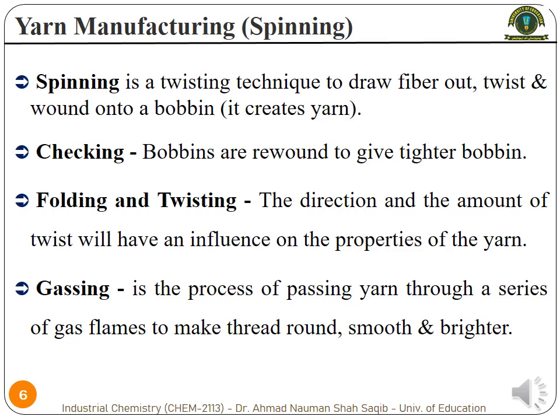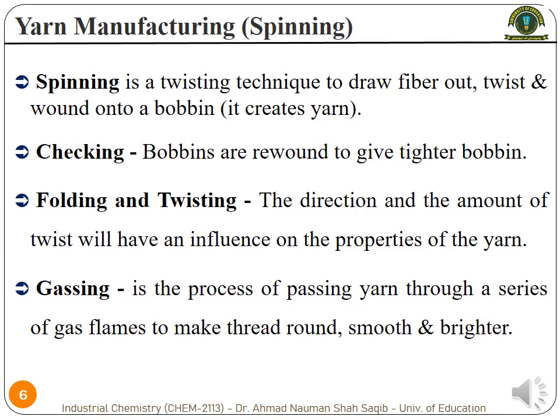The fibers are twisted and wound onto a bobbin during the spinning process. And then to make it a tighter bobbin, the yarn is rewound again, to get a tighter bobbin in which the fiber is held strongly and tightly.